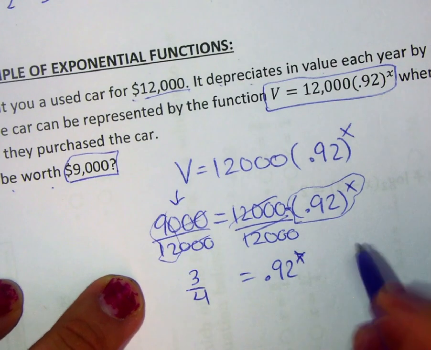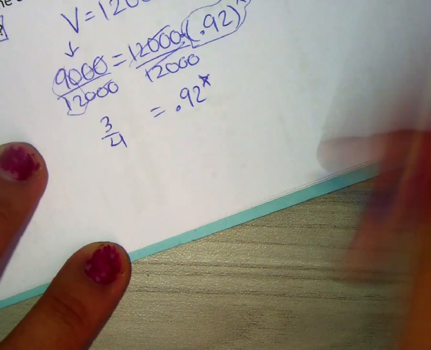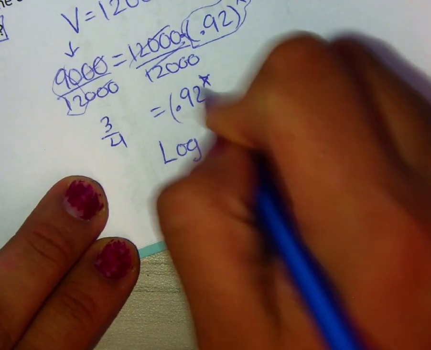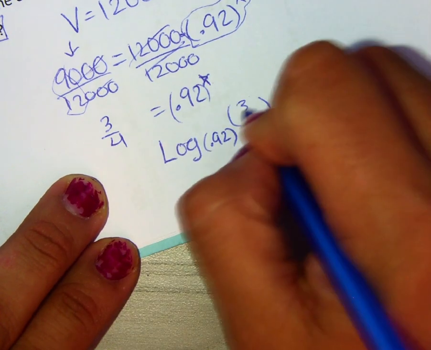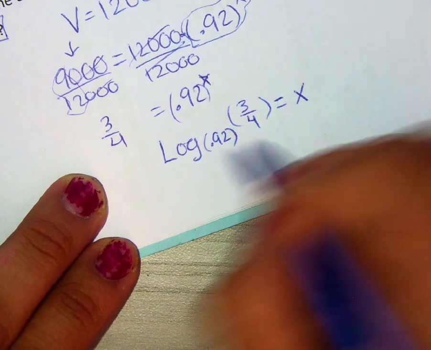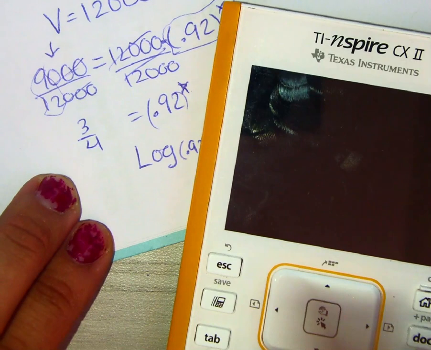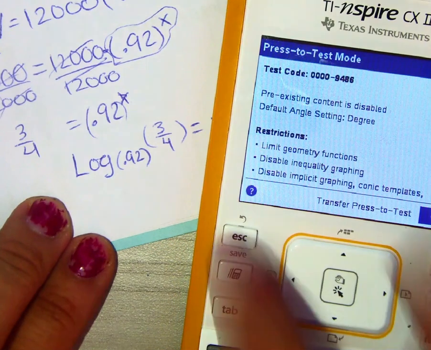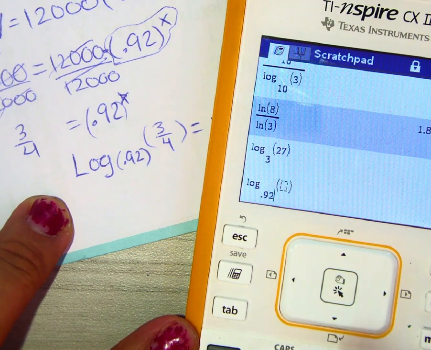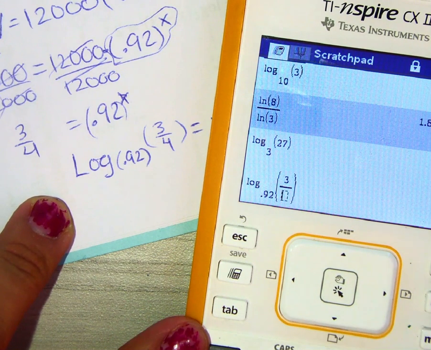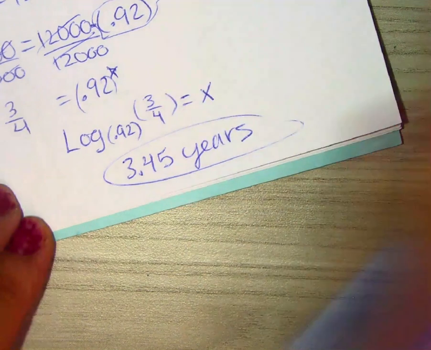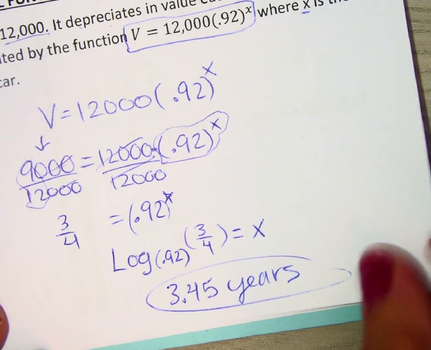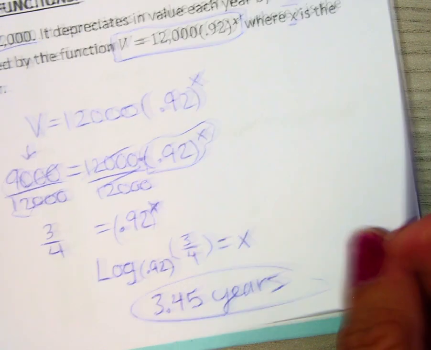This right here, we do require the log in order to bring down the x. So log base 0.92, and then the argument is 3/4 equals x. This is already written, all ready for you to just type. And you're going to type log 0.92 and then 3/4. It's 3.45. We can round it to 3.45 years. And that's an example of how the skill of solving equations of exponentials helps you.